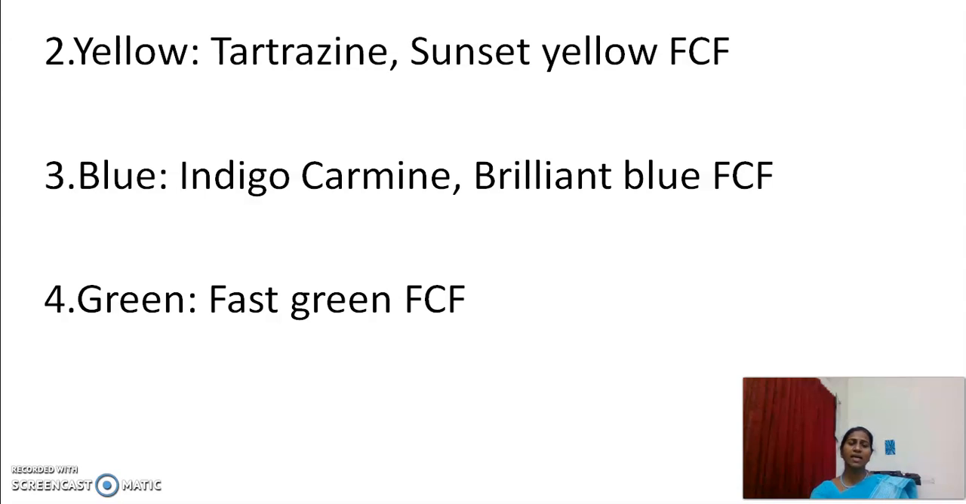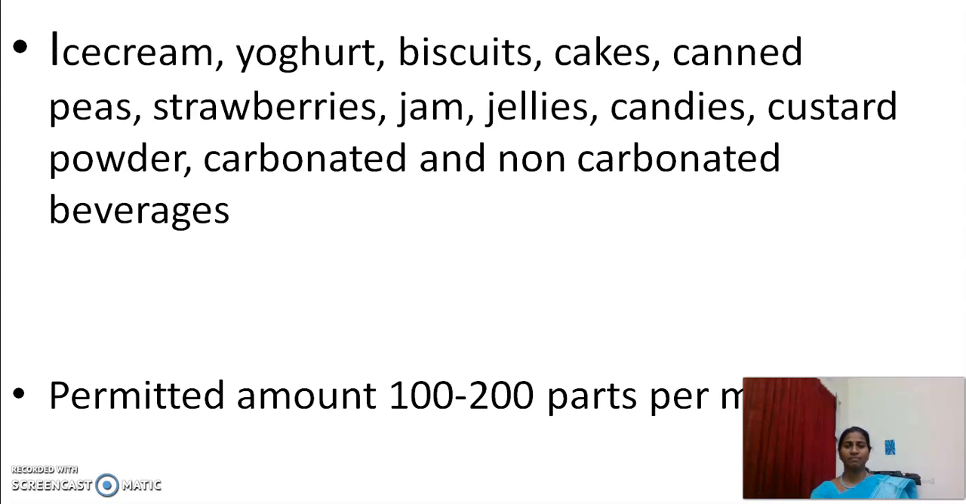Few synthetic colors are, red: ponceau 4R, carmoisine, erythrosine. Yellow: tartrazine, sunset yellow. Blue: indigo carmine, brilliant blue. And green: fast green. And few examples of these colors which are added to foods. See, colors are added in foods and they are classified as permitted colors and non-permitted colors. Only permitted colors are allowed to be added in food products.